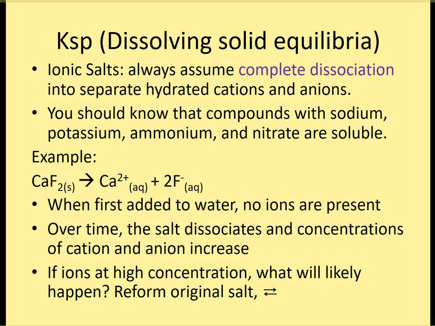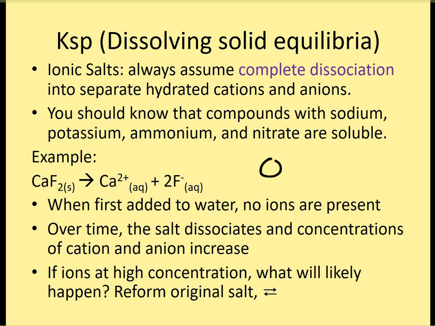In this video, we will talk about a specific equilibrium constant called the KSP, or the solubility product constant. And it's for dissolving solids. When we have ionic solids, they will dissolve into water. And always assume complete dissociation, even if you know it's not a very soluble salt. When it dissolves into water, it will separate into cations and anions.